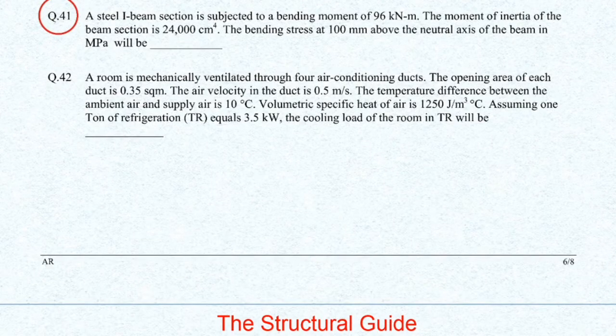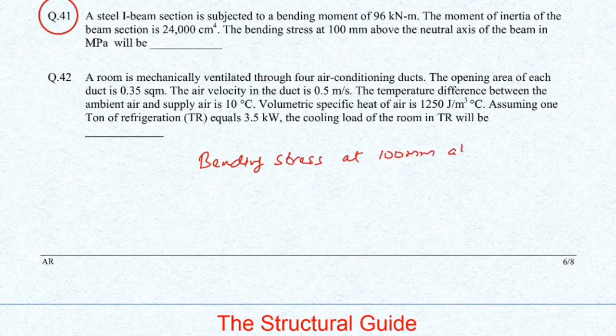The question is, a steel I-beam section is subjected to a bending moment of 96 kN.m. The moment of inertia of the beam section is 24,000 cm to the power 4. The bending stress at 100 mm above the neutral axis of the beam in megapascal will be. So in this question you have to calculate bending stress at 100 mm above the neutral axis.